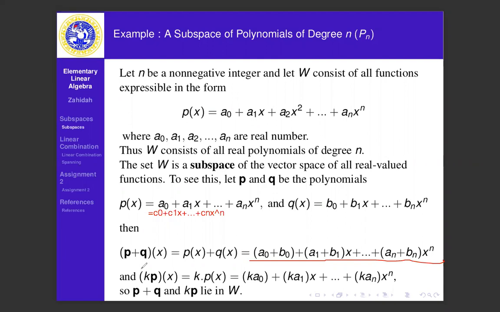And the second axiom, we want to show that the scalar multiple k times P is also in W. K times P(x), it means we multiply every element here by k. So we have k times a0, k times a1 x, plus until k an x to the n. This one is also a polynomial of degree n. So P plus Q and k times P are in W. So W is a subspace of the vector space of real-valued functions.